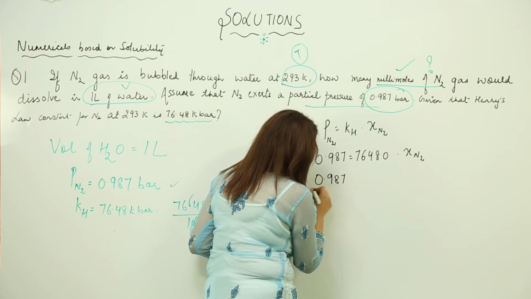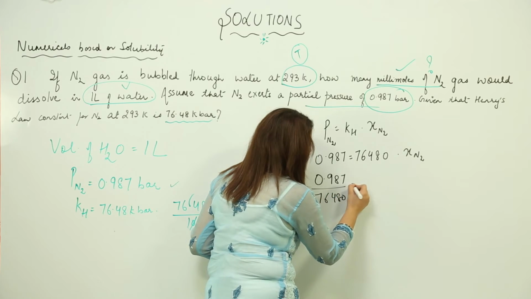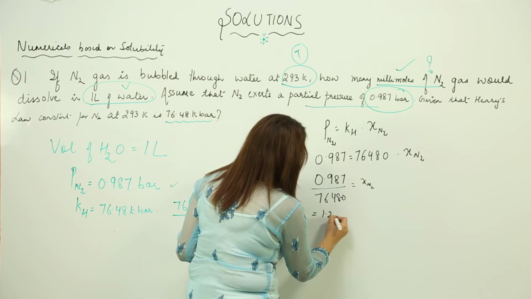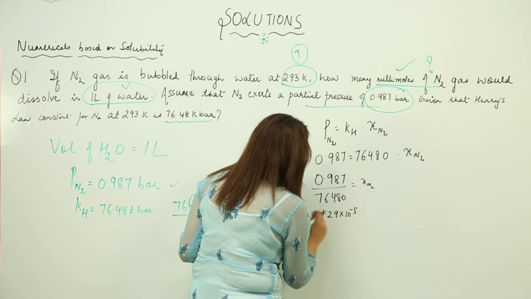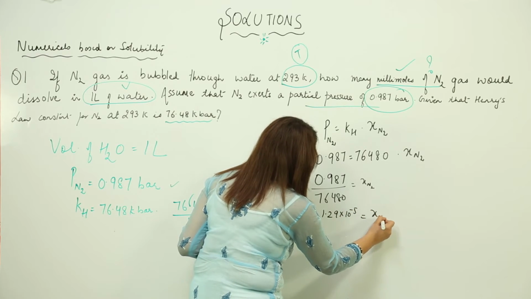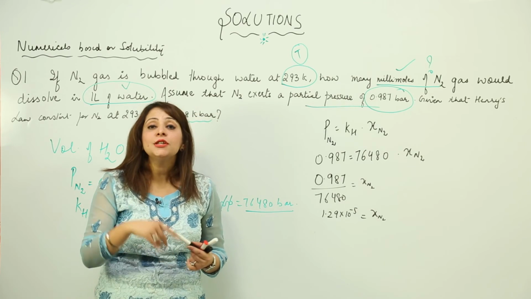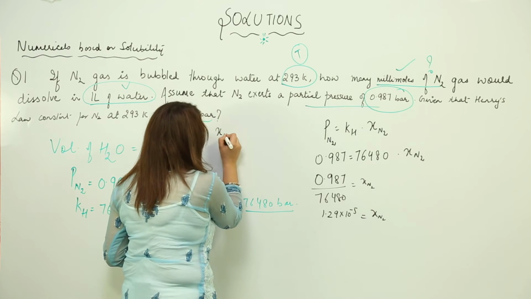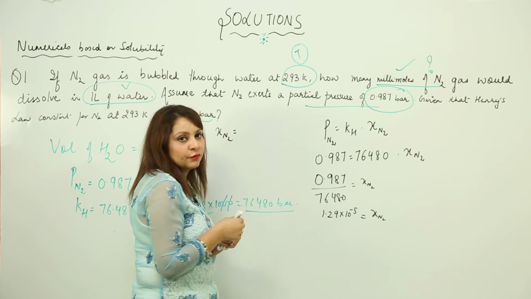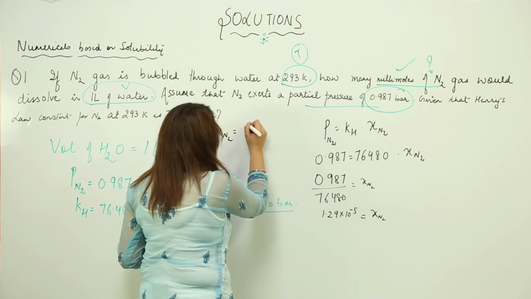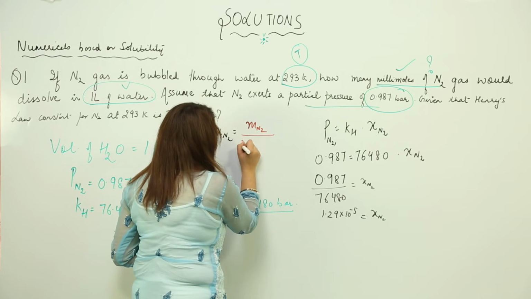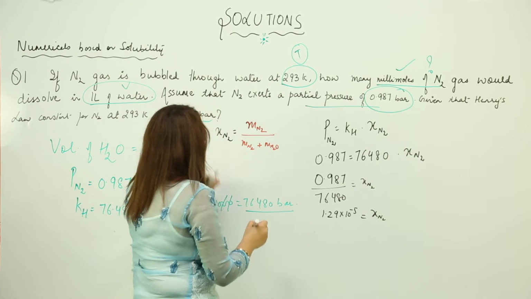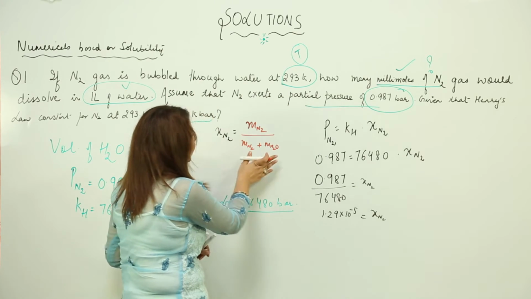By dividing them, when you solve it, you will get 1.29 into 10 raised to power minus 5. This is actually the mole fraction of N2. But you need to find the moles of nitrogen. Whenever we need to find the mole fraction, it is equal to the moles of that given component divided by the total moles. One component is nitrogen and the other is water, because nitrogen is getting dissolved in water.